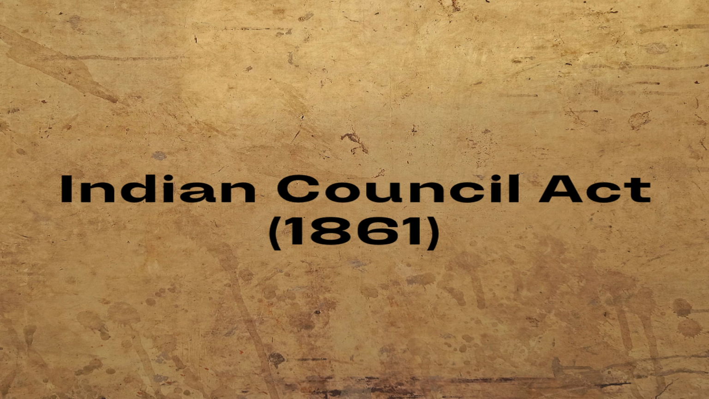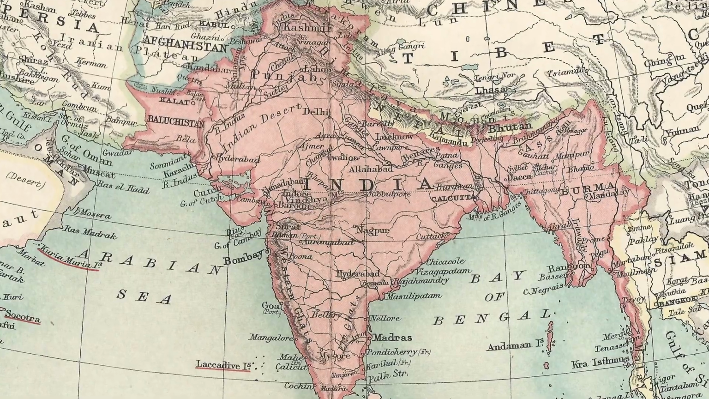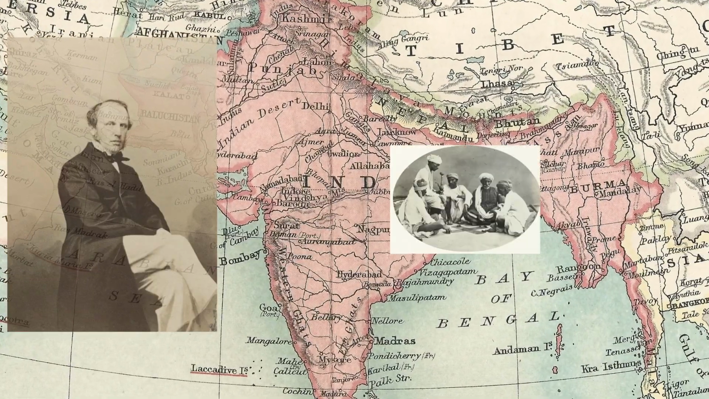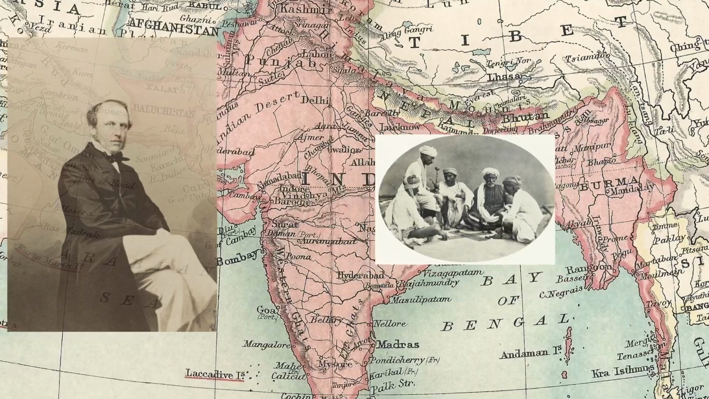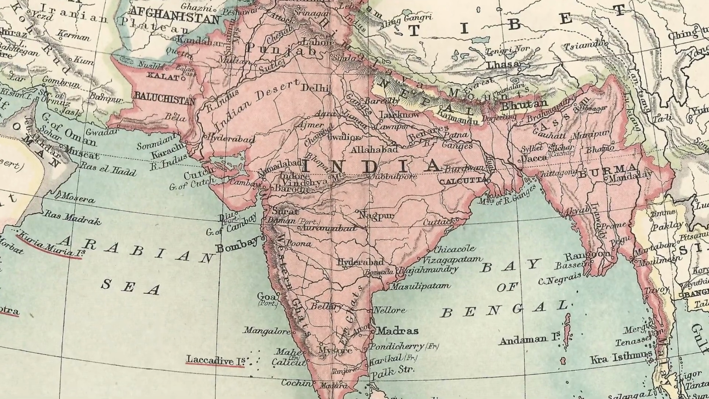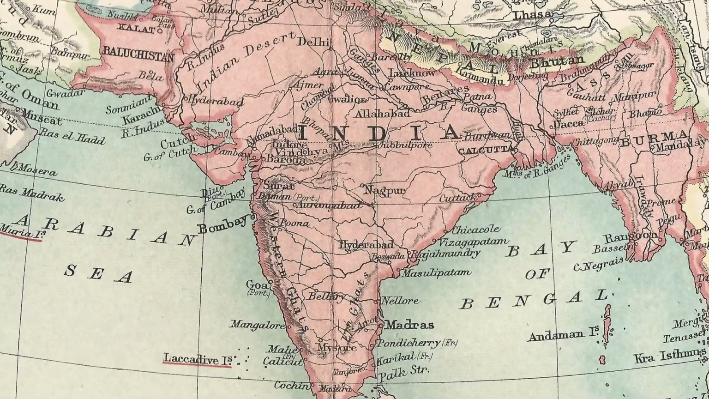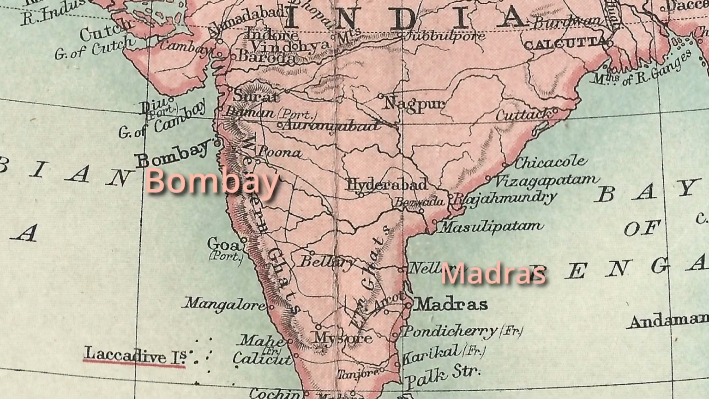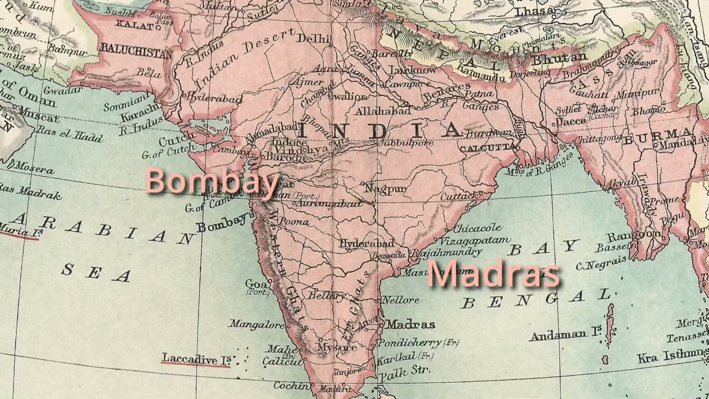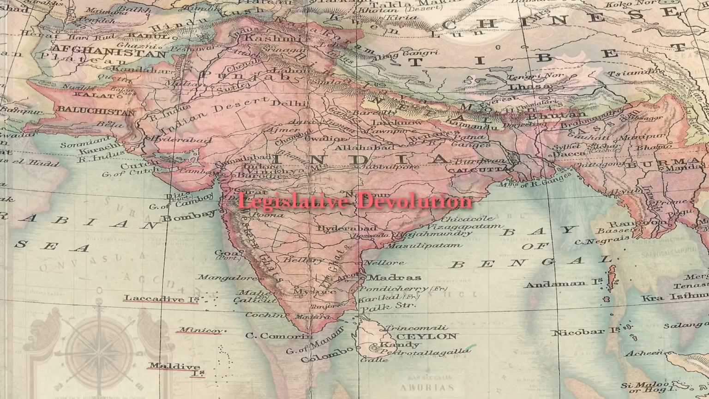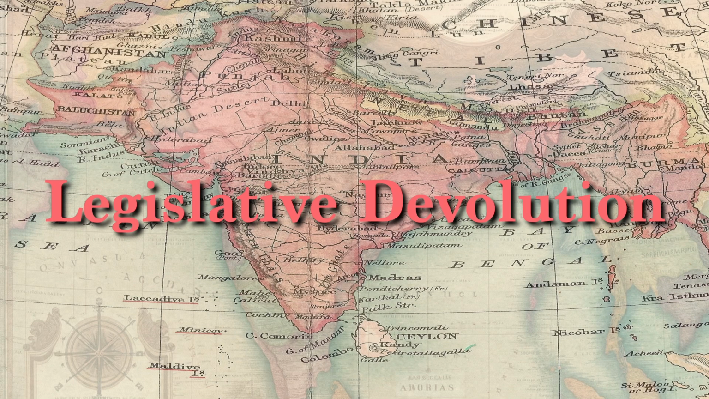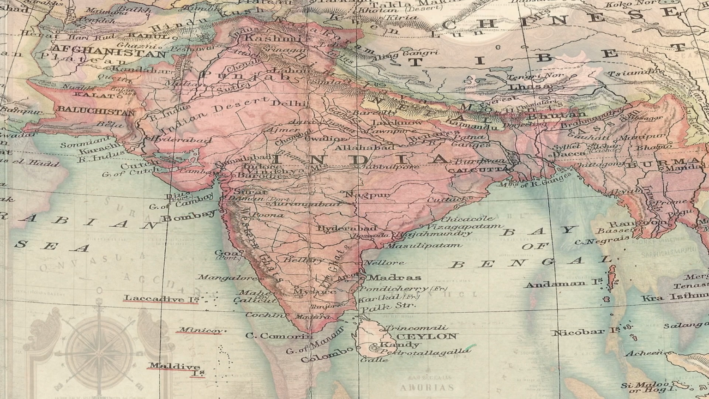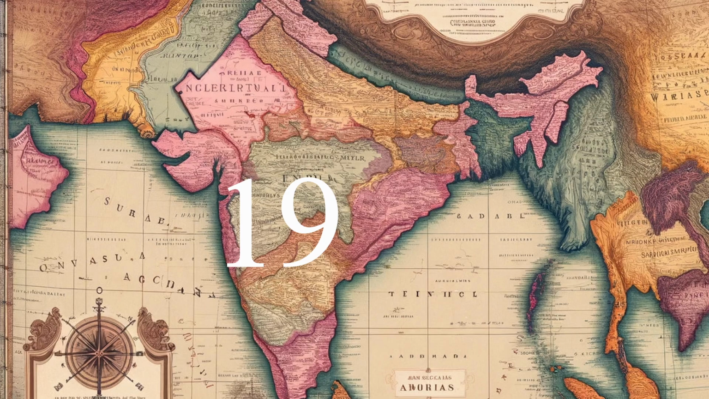The Indian Council Act of 1861 holds significance for 2 main reasons. Firstly, it allowed the Governor-General to involve the people in the legislative process, marking a step towards greater participation. And secondly, by granting legislative powers to the Bombay and Madras governments, it laid the foundation for the policy of legislative devolution, which eventually led to the significant autonomy for the provinces in 1937.